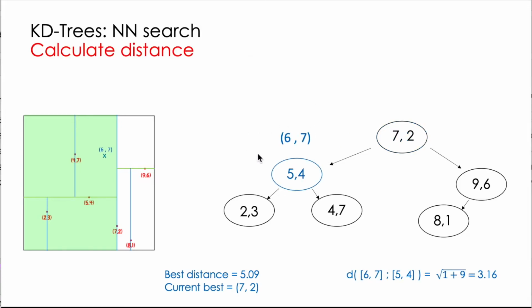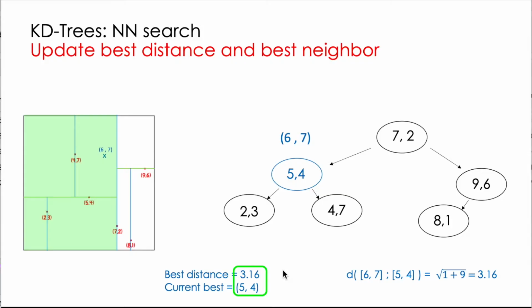And again, we need to calculate the distance between our data point and the current node in the tree, in this case 5,4. The distance is 3.16, and it turns out it is better than our best distance. So we need to update. Our best distance now is 3.16, and our best data point, or current neighbor, is 5,4.